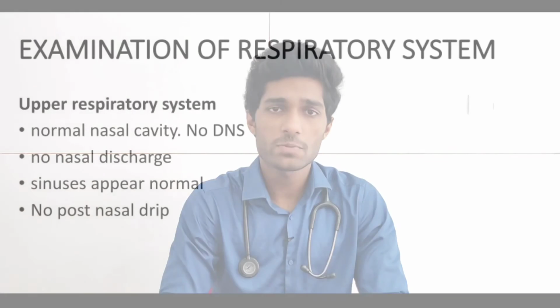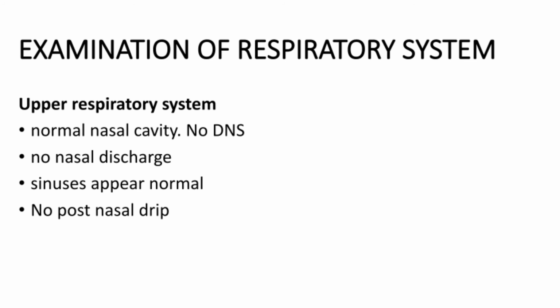Examination of the respiratory system. First, the upper respiratory system. It showed a normal nasal cavity with no deviated nasal septum, no nasal discharge. The sinuses appeared normal and there was no postnasal drip.